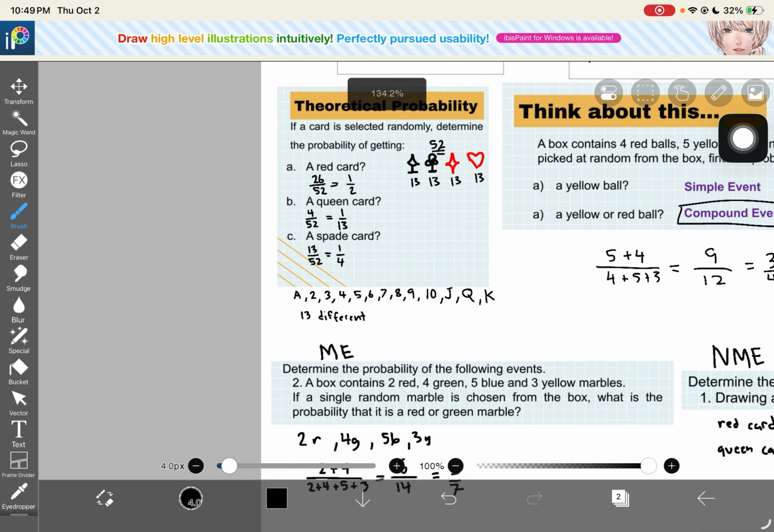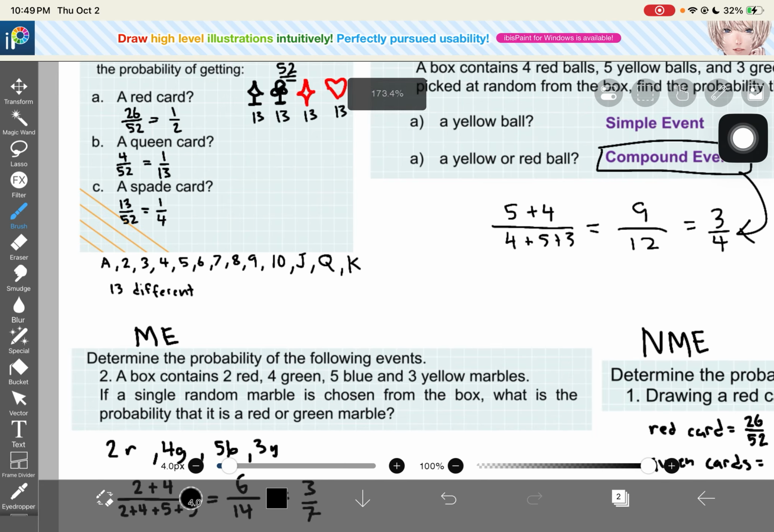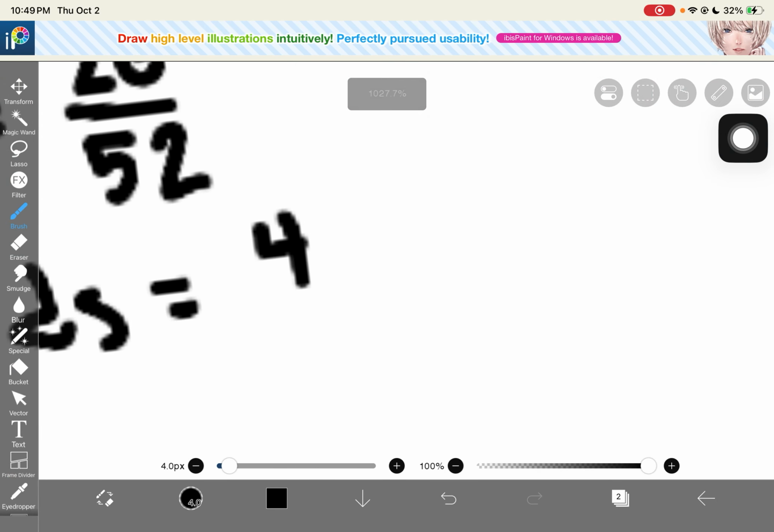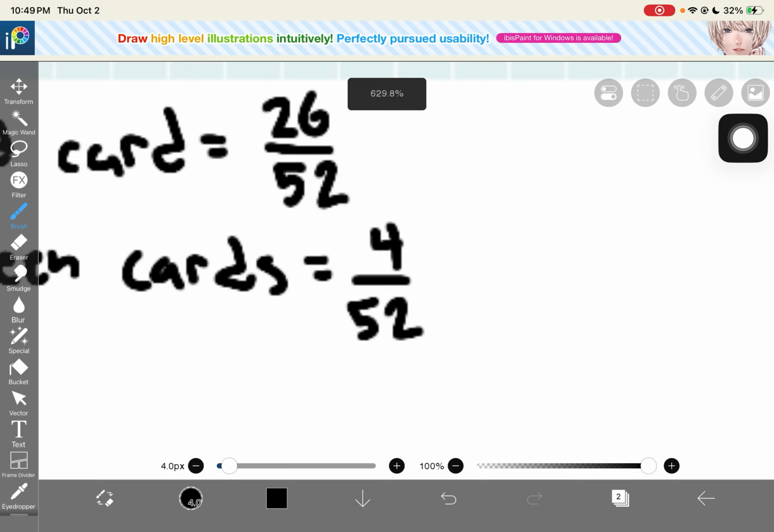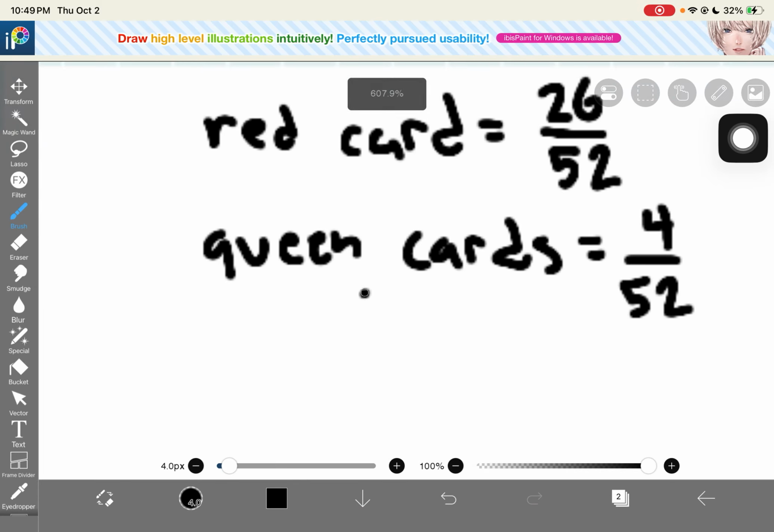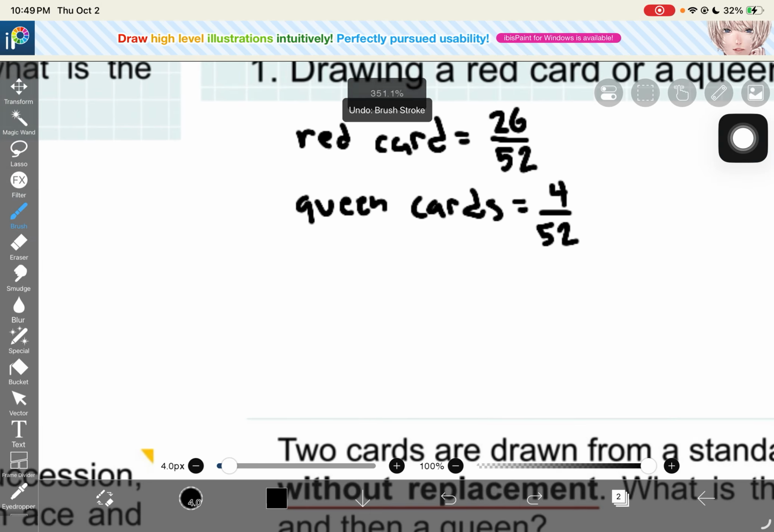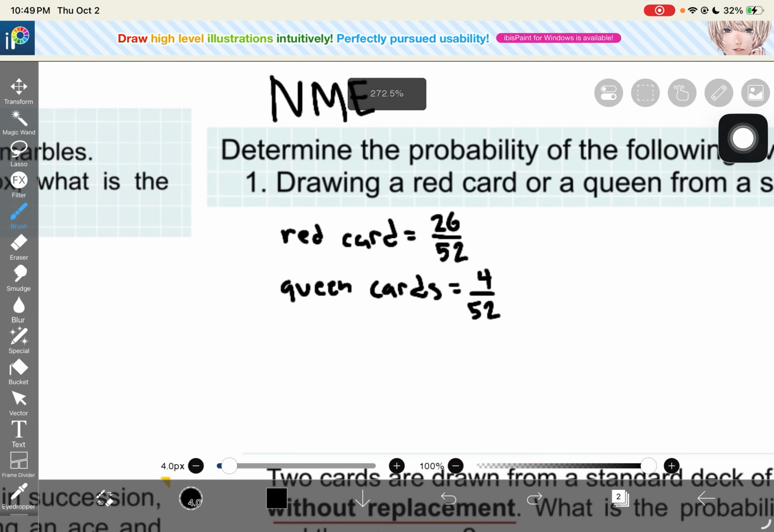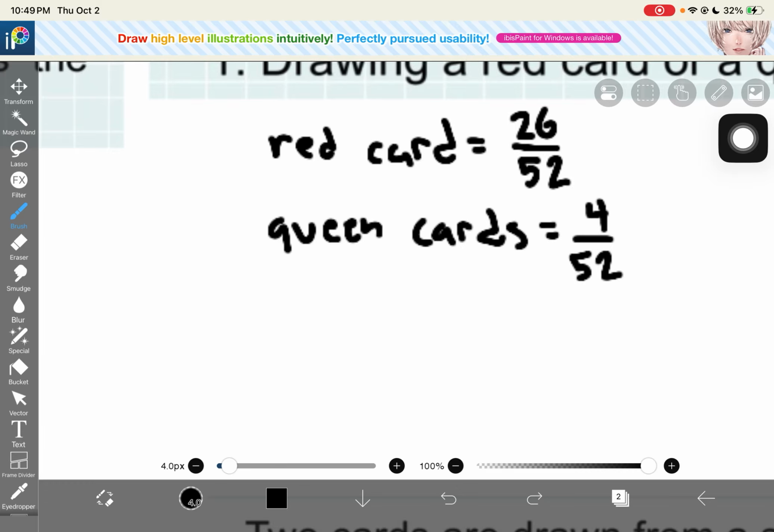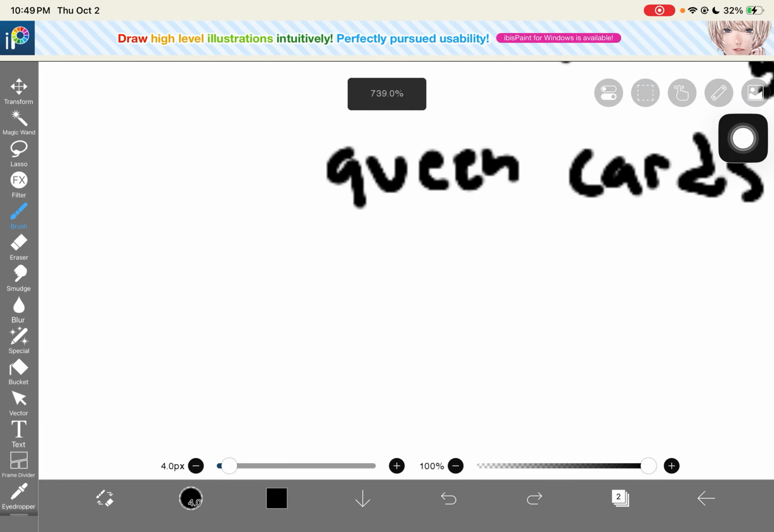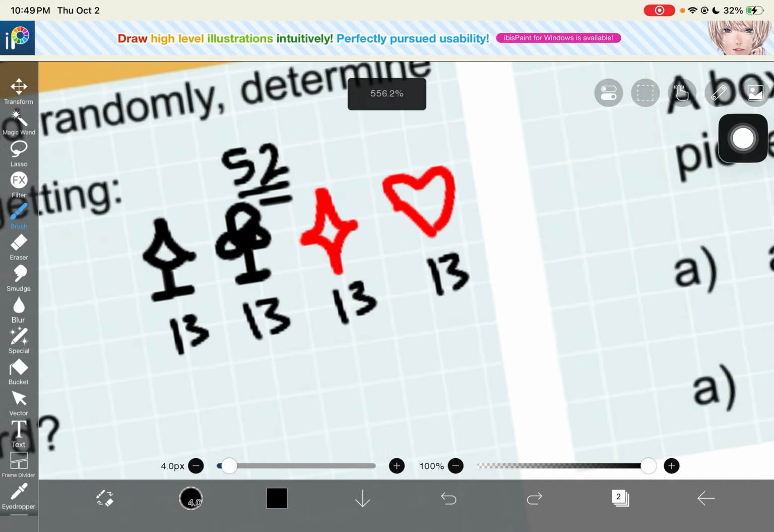So queen cards, we also answered that one. That's 4 over 52. But you might be saying, okay, let's just add it. But no, some of these queen cards are already part of these red cards and vice versa. So what do we need to subtract then? So let's try to look for queen red cards. Queen red cards, so that's these two, right?